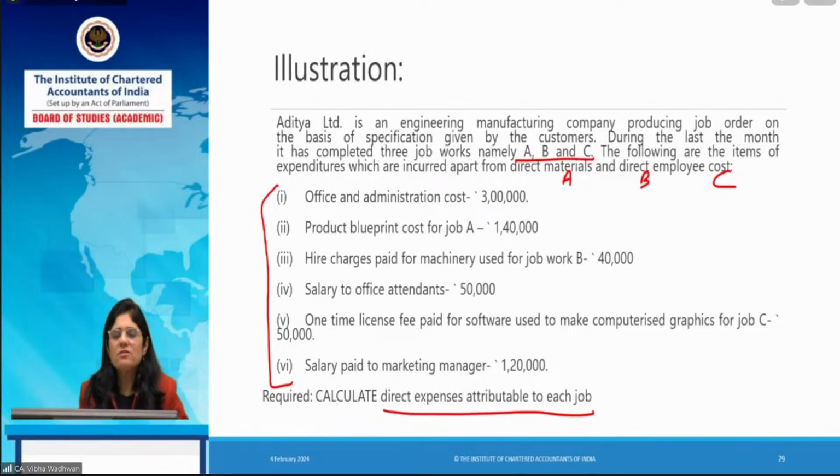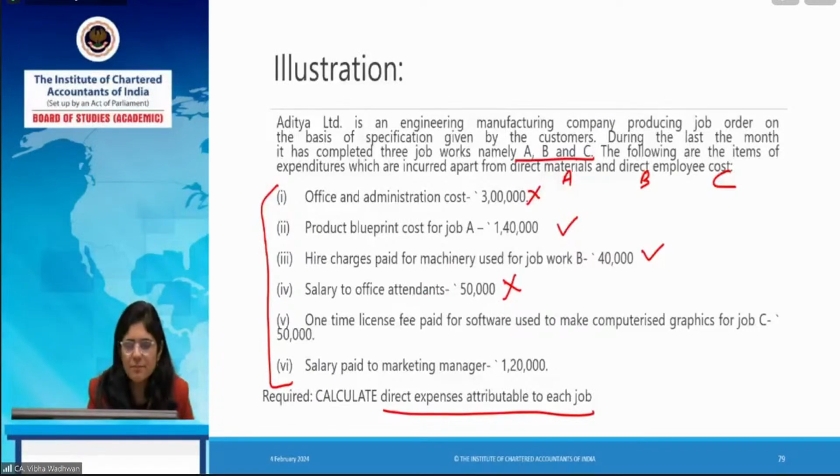Office is general. Yes, office is not direct. Clear? Product blueprint cost of job A: yes, this is a direct expense for job A. Hire charges for machine: yes, it is a direct expense for job B. Salary to office attendant: it is not a direct expense. It's overhead. Clear? Office attendance is an administration expense. One-time license fee paid for software used to make the computer design: yes, it is a direct expense for job C.